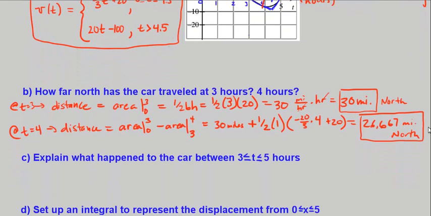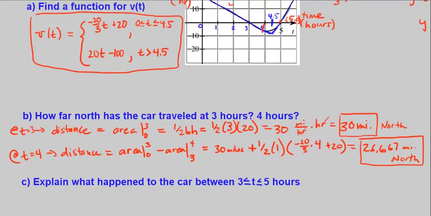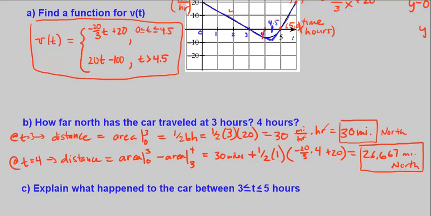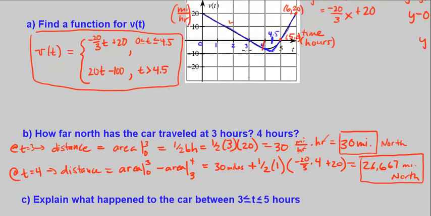So now we could go on to C. Oh, so this is kind of what I just said. Explain what happened to the car between the 3rd and 5th hour. Okay. So it looks like since the velocity got negative in the north direction, the car actually was heading south, right? So it turned around or went backwards, and that's what's happening. So let's just write that.